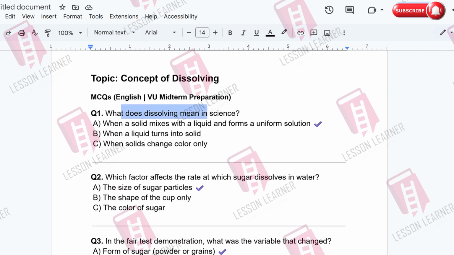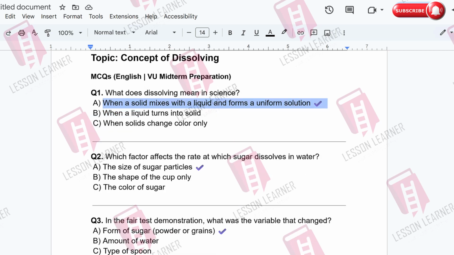What does dissolving mean in science? When a solid mixes with a liquid and forms a uniform solution, it is dissolving. What factors affect the rate at which sugar dissolves in water? The size of sugar particles.